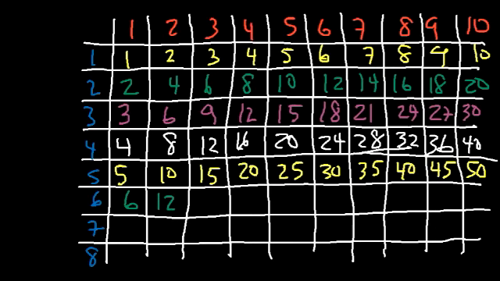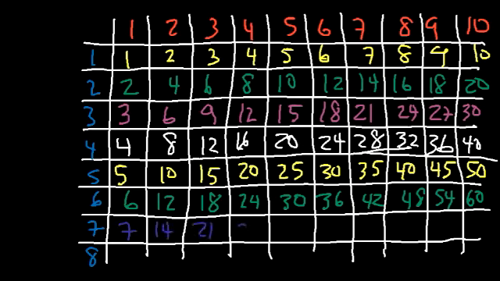So these numbers will continue to add by 6. 6 times 4 is 24. 6 times 7 is 42. And so forth. Seven times 1 is 7. 7 times 3 is 21. 7 times 6 is 42. 7 times 8, 56. And now for the 8s. So this will keep increasing by 8.